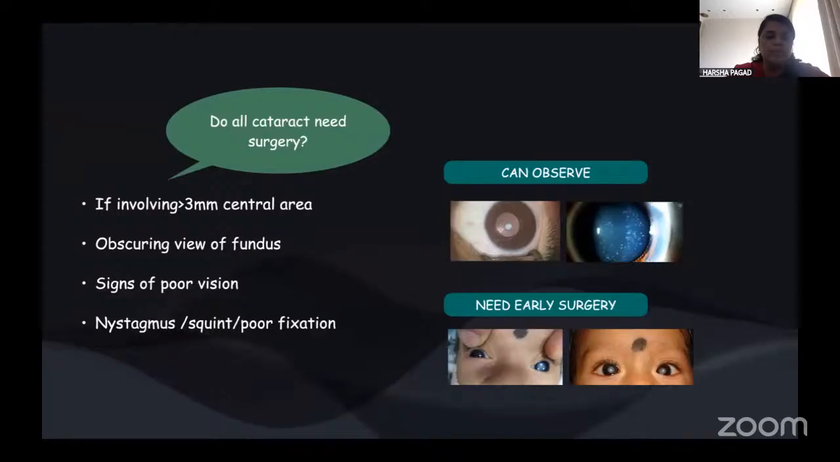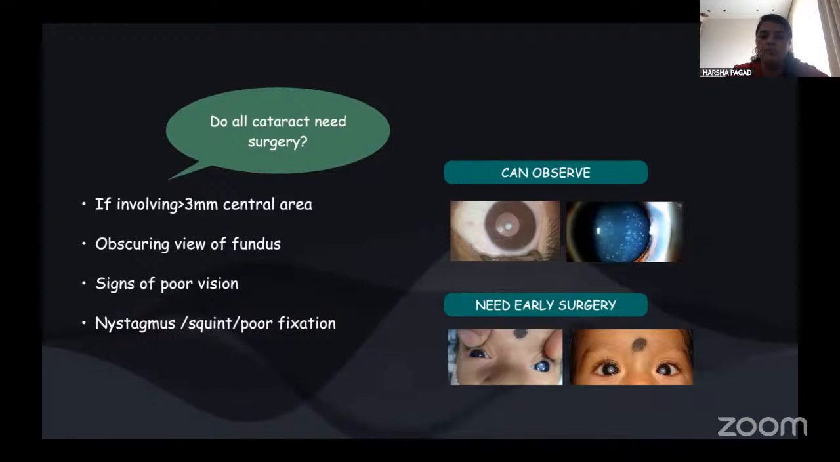So if it is obscuring your view of the retina or the fundus, or there are signs of poor vision, that the child is not seeing, the child is squinting, the child has nystagmus, poor fixation, yes, those children need surgery. On the right hand side, you can see that there is just an anterior polar cataract or some powdery opacities, which can be observed because they are not really obstructing the vision of the child.